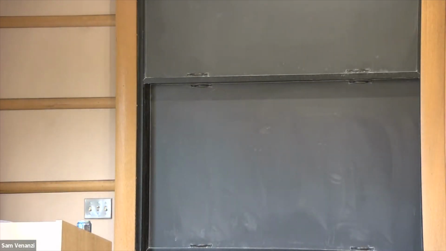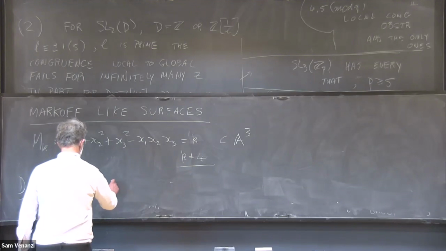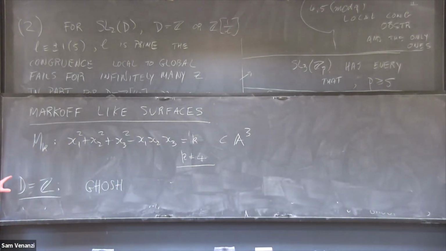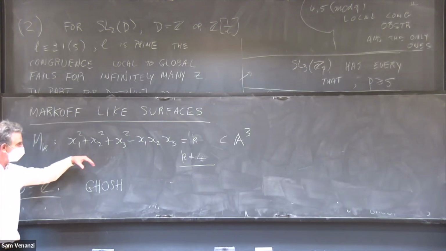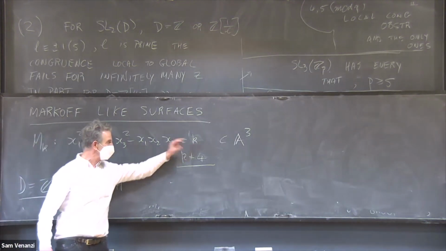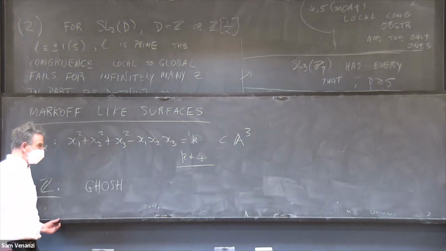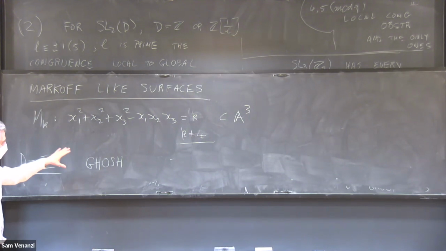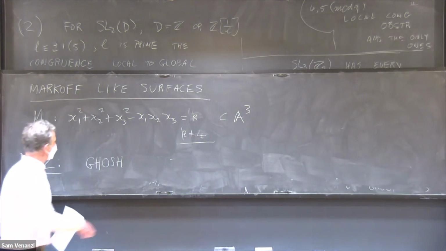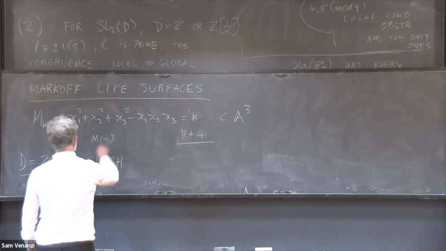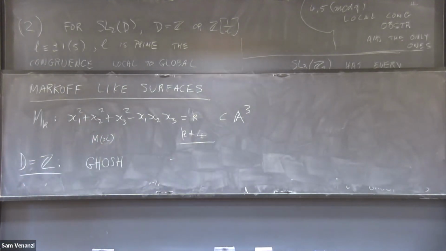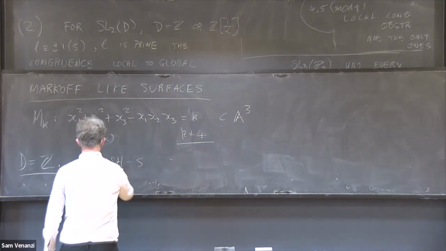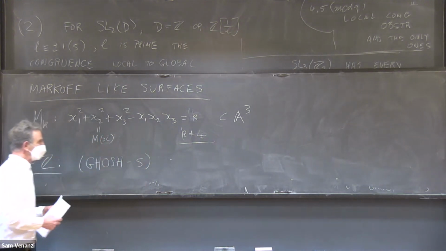So in the case D equals Z, Ghosh and I, so we've seen Chen speaking about the action of the mapping class group on the case K equals 0, the Markoff surface. That is important in all these cases. But what Ghosh and I set out to do, so let me call this M of X, this polynomial in 3 variables, we have developed a few years ago.